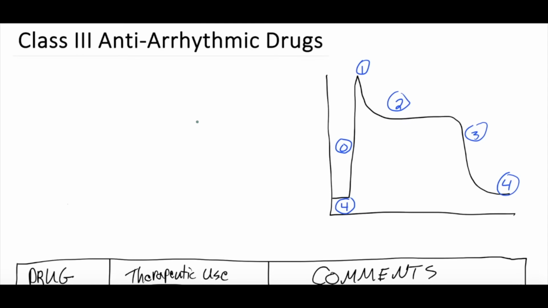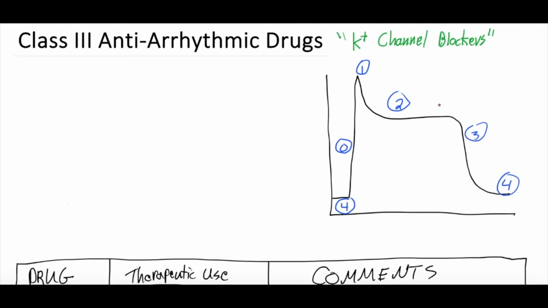So class 3 antiarrhythmic drugs are commonly referred to as potassium channel blockers. All right, so their primary mechanism, and many of them actually have multi-factorial mechanisms, are blocking the potassium channel. What does that mean? So the potassium channel is responsible for phase 3 repolarization, as well as kind of phase 1 and 2 as well.